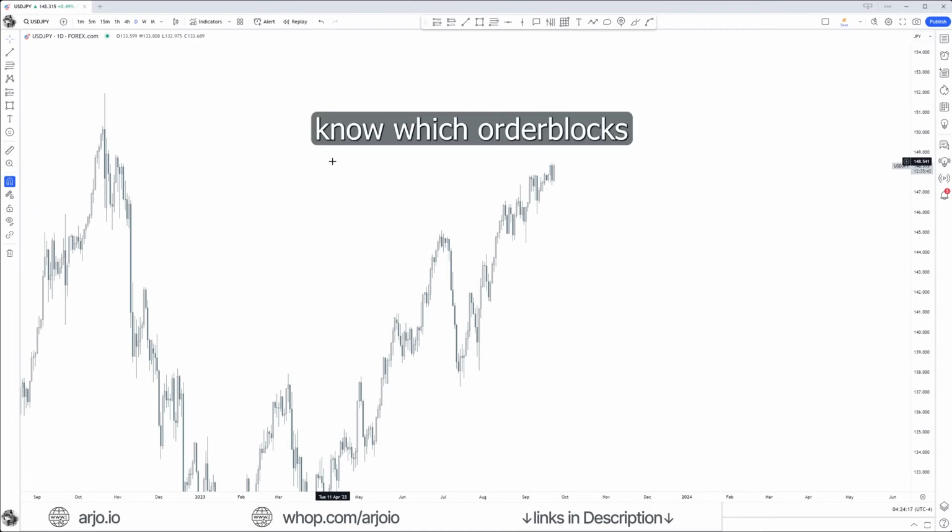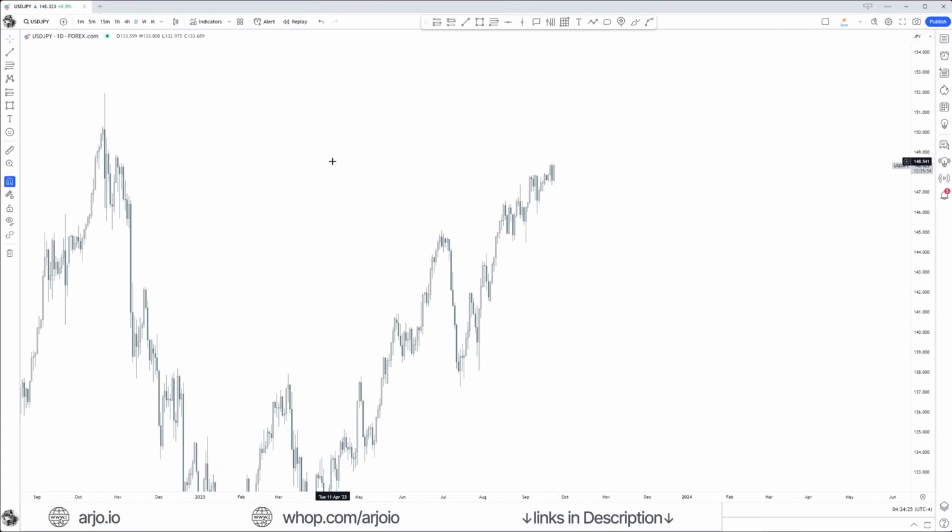You want to know which order blocks are the highest probability and which order blocks will actually hold. So which order blocks do you want to be trading off of? Well, that is something I can help you with because I have this fancy enigma and I know the secrets of the market. No, I'm joking.